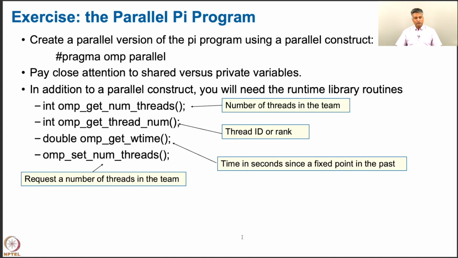And in addition to where I put in the parallel construct, I will need to put in runtime library routines: figure out how many threads are active, what the particular ID of each thread is, which is done using omp_get_thread_num. I need to look at timing, and obviously I can also set the number of threads explicitly in the program. So now let us see how we can construct the parallel Pi program.